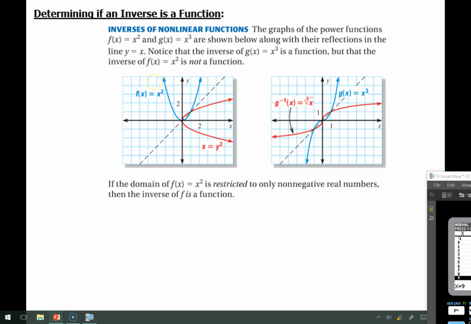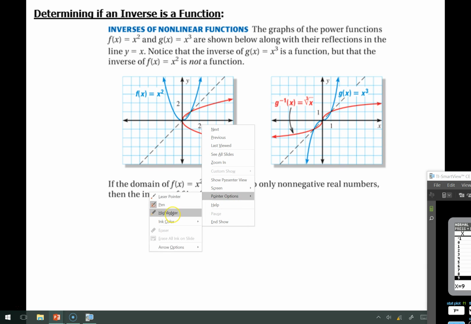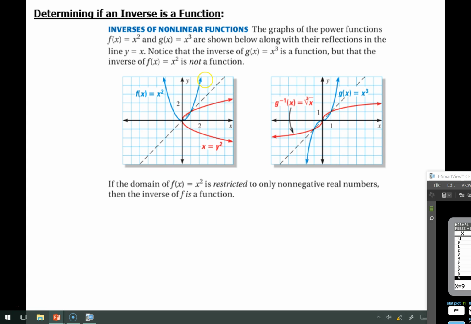So if we look at this first one, the x squared graph, do you see here how when we flipped this, it turned on its side like this, and this is no longer a function because it doesn't pass the vertical line test. This red guy is not a function. The only way to make it a function is to restrict the domain so that it's only non-negative real numbers.